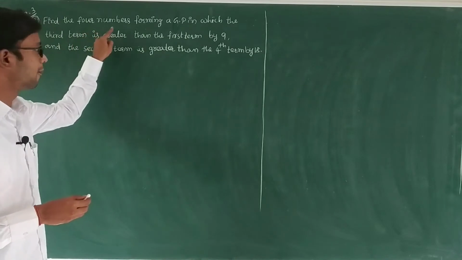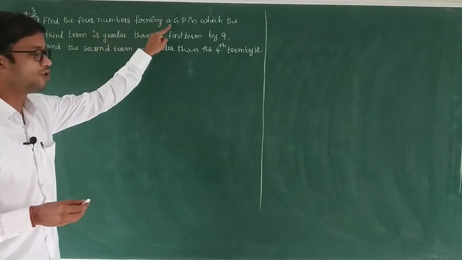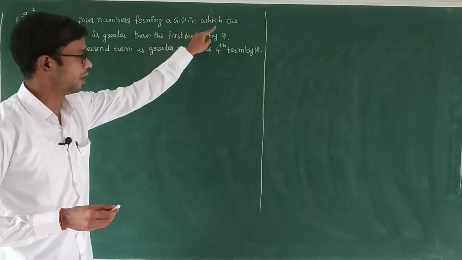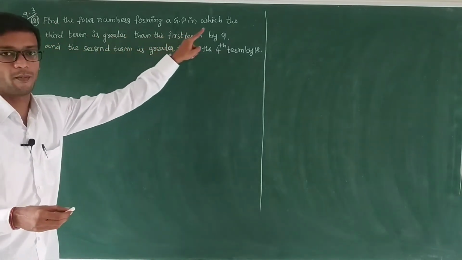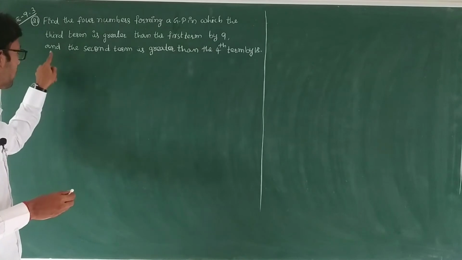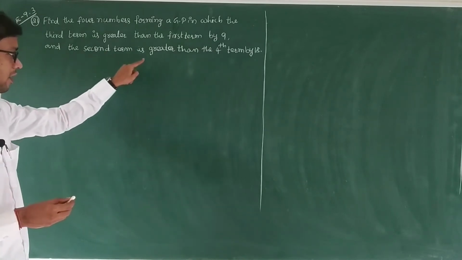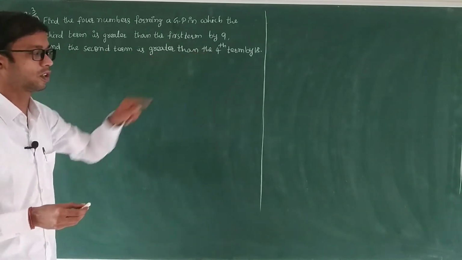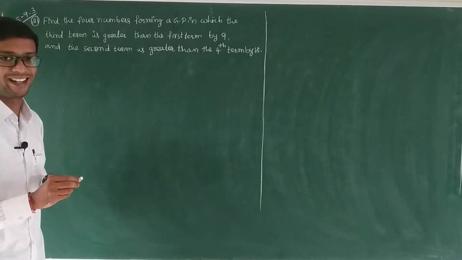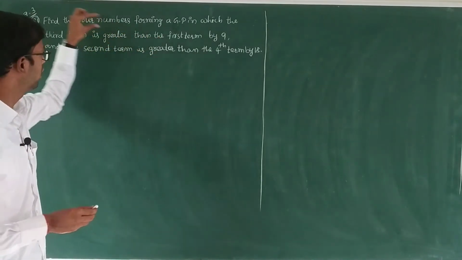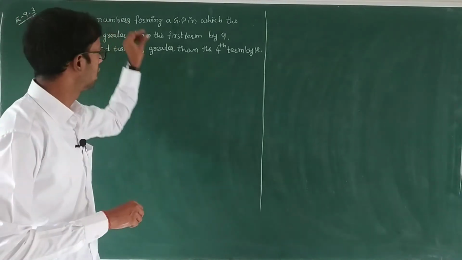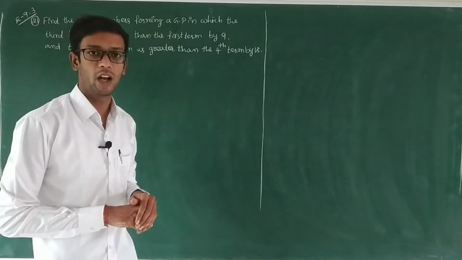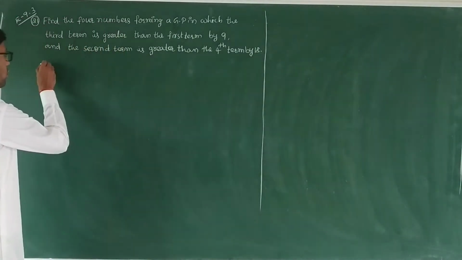Find the four numbers forming a GP in which the third term is greater than the first term by 9 and the second term is greater than the fourth term by 18. Two conditions are given. You have to find the four terms that are forming a geometric progression. So here is the solution.